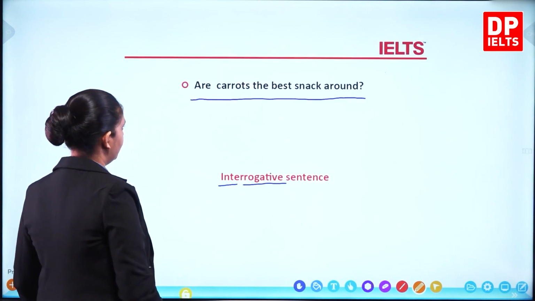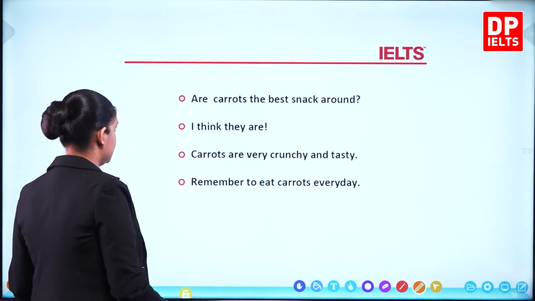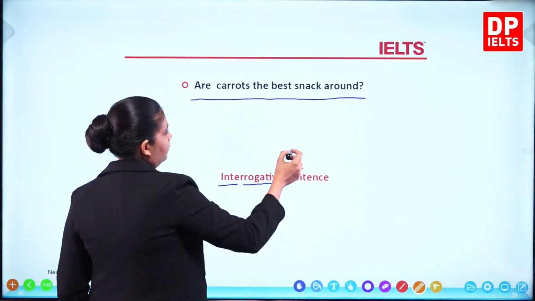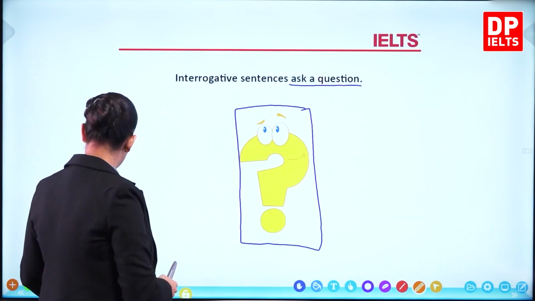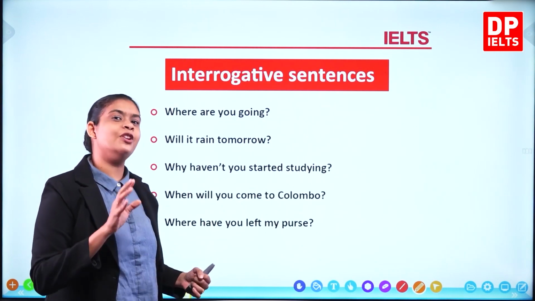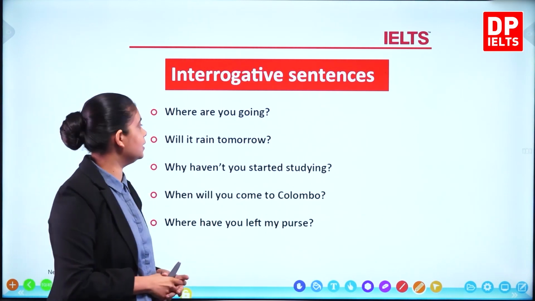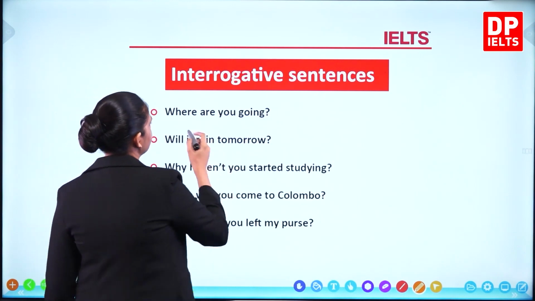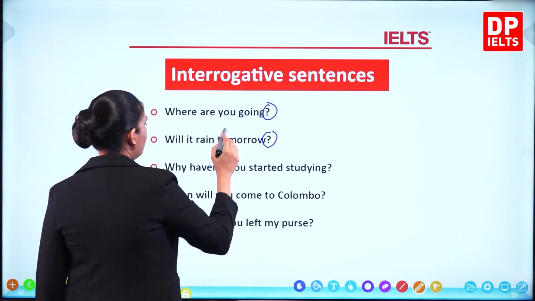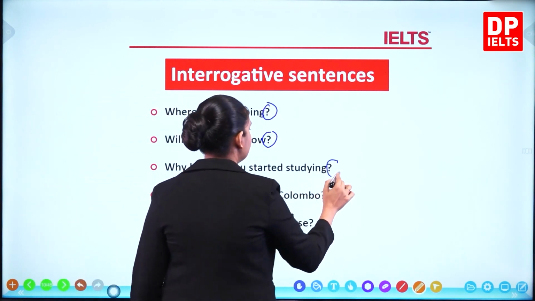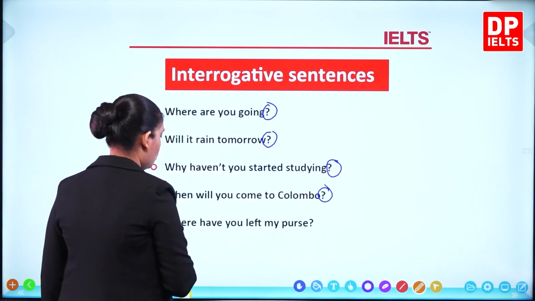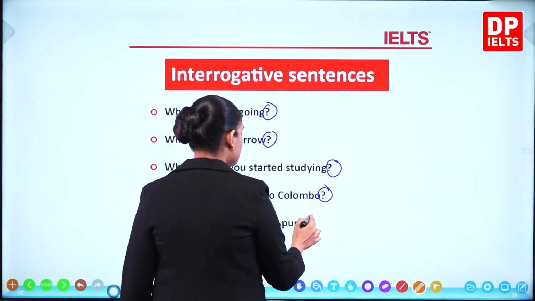If we go back and look at it here, you can see, we have it here. Can you see? The same question, it's here. Interrogative sentences. We'll have a look at some of the examples, right? Where are you going? Will it rain tomorrow? Why haven't you started studying? When will you come to Colombo? Where have you left my purse?